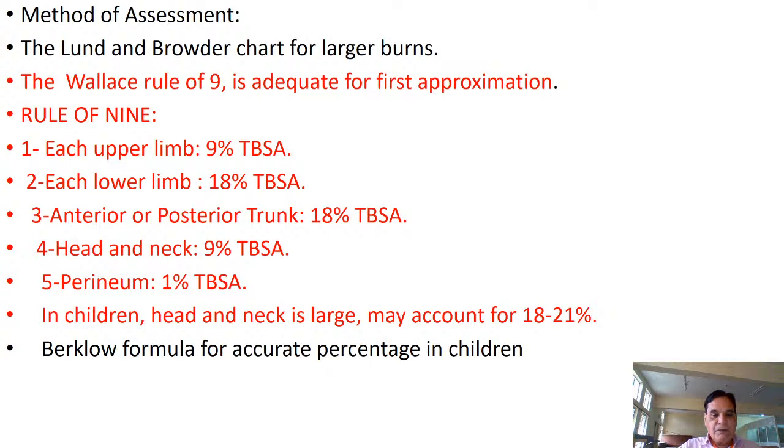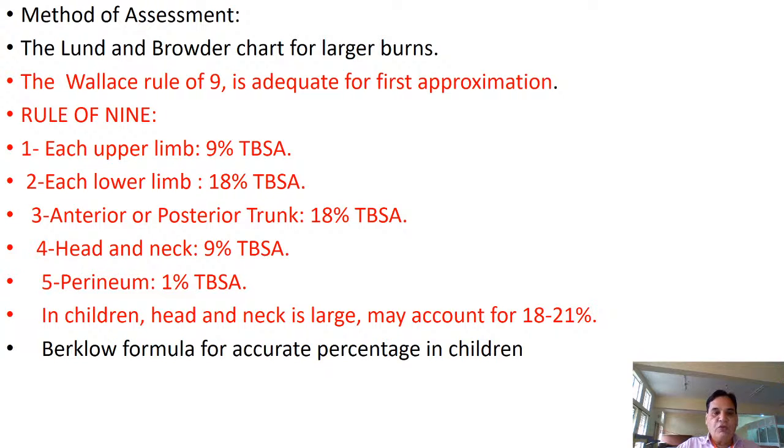What the rule says: each upper limb 9% of TBSA, each lower limb 18%, anterior trunk 18%, posterior trunk 18%, head and neck 9% and perineum 1%. Even if it is 1% perineum, this is considered a severe grade and the patient needs admission because of complications. There are certain changes in children. In children, head and neck contain a large area which accounts for 18 to 21%. If you see here, it is exactly double that of an adult.